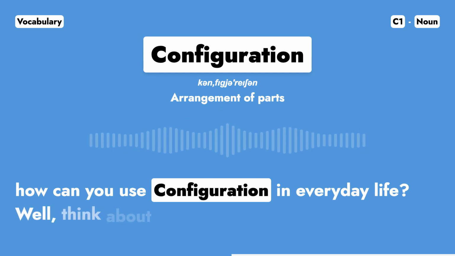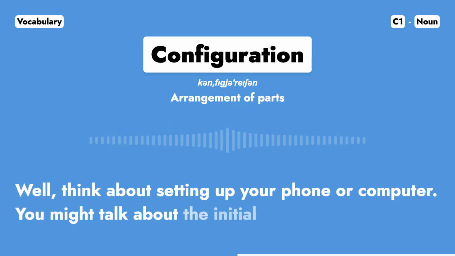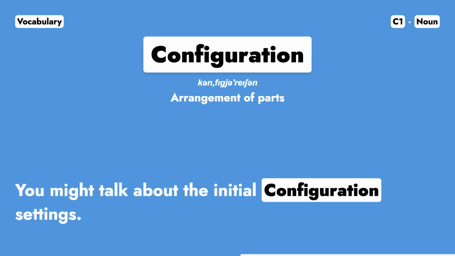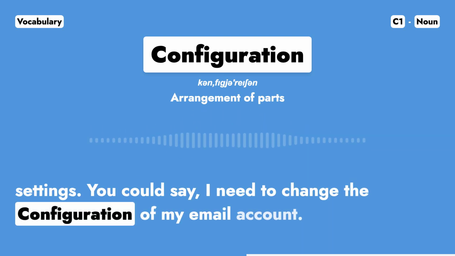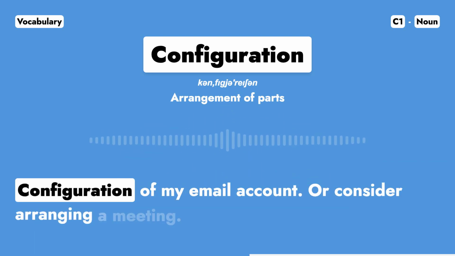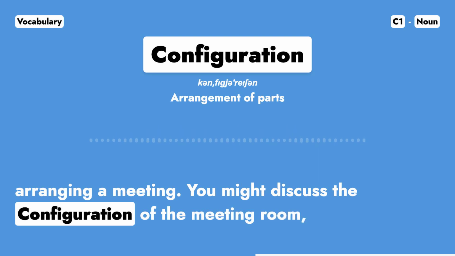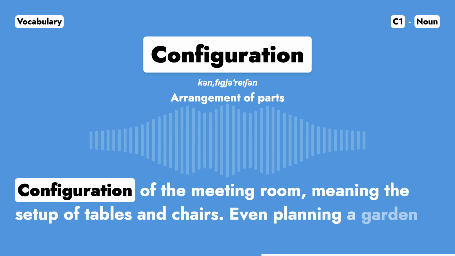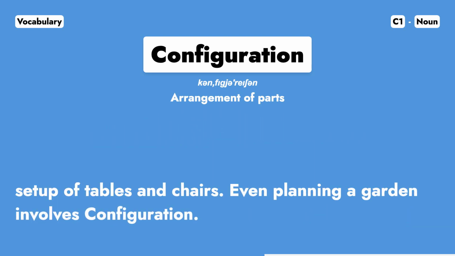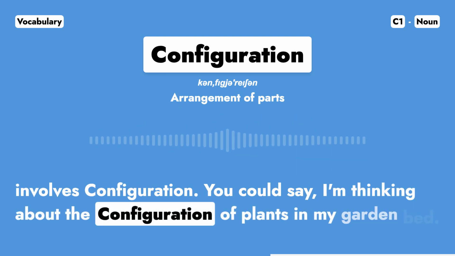Well, think about setting up your phone or computer. You might talk about the initial configuration settings. You could say, I need to change the configuration of my email account. Or consider arranging a meeting. You might discuss the configuration of the meeting room, meaning the setup of tables and chairs. Even planning a garden involves configuration. You could say, I'm thinking about the configuration of plants in my garden bed.